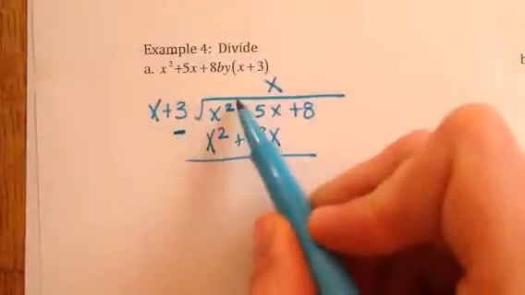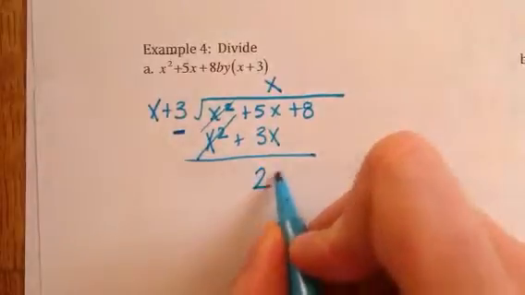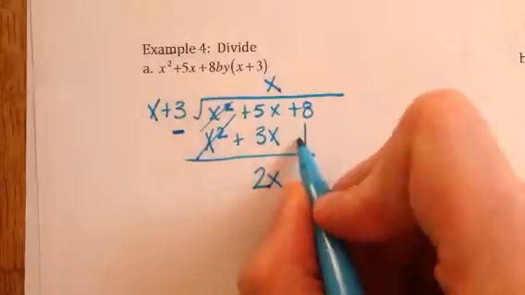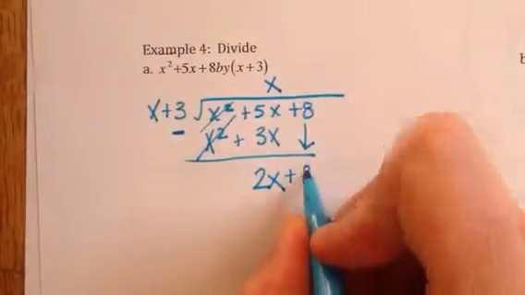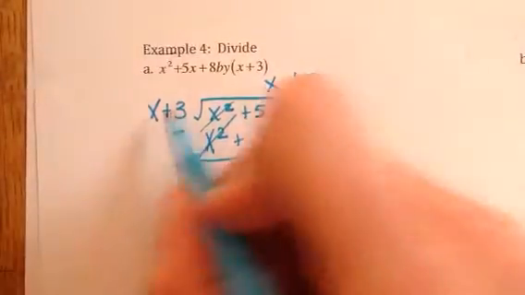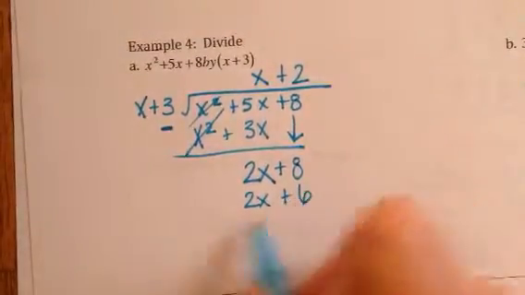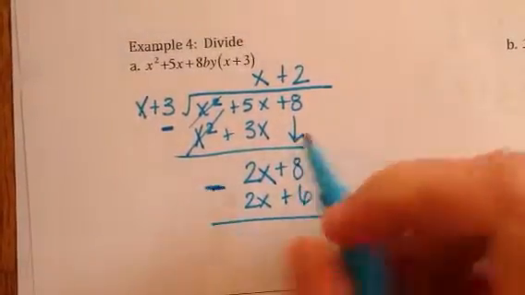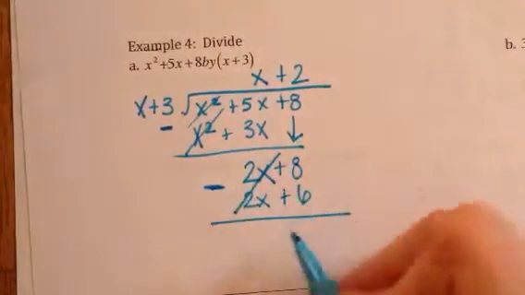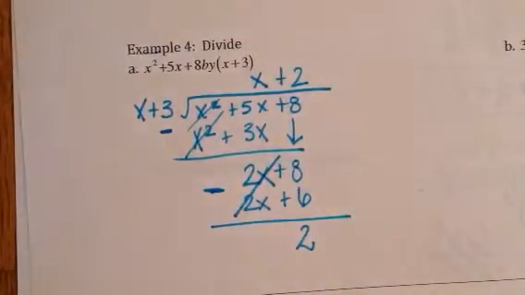So x squared minus x squared, those cancel out. 5x minus 3x, I'm left with 2x. Since I'm dividing by two terms, I must have two terms. So I bring down my next term. x times something to make 2x. Well, 2 times x is 2x, and 2 times 3 is 6. I subtract down. So now my 2x's cancel out, and 8 minus 6 is 2. So now I have a remainder. So I have something left over.